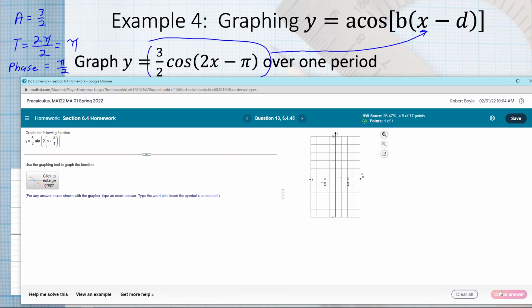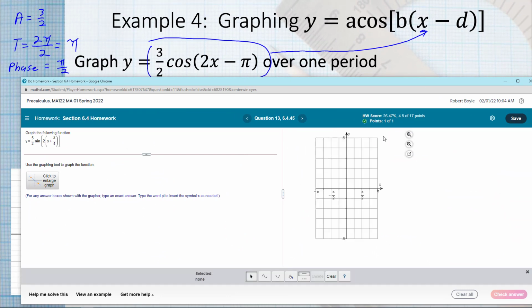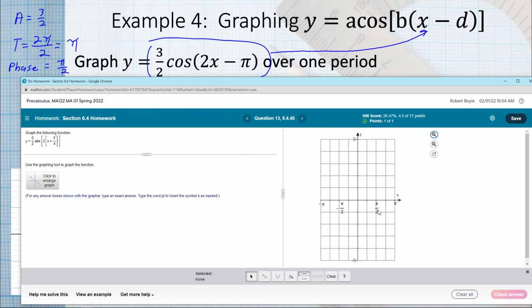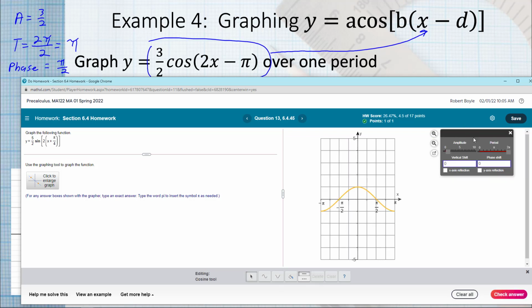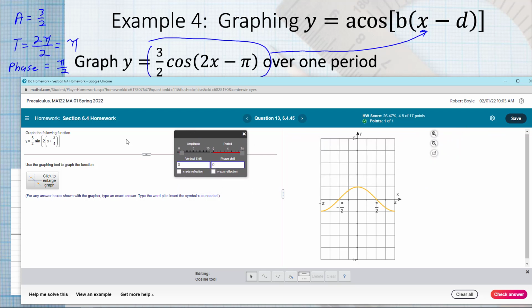Okay, now how will we do that in MML? Well, once again, we will make this a bit larger. We will click on the graph. Since you're dealing with the cosine, we will pick the cosine tool. Click on the graph again, and then we will go to work. Now notice here, let's bring this over here. The amplitude is 3/2, so we want to change this to 3/2 or 1.5. There it is. The period is pi, so we want to move this slider down to pi.